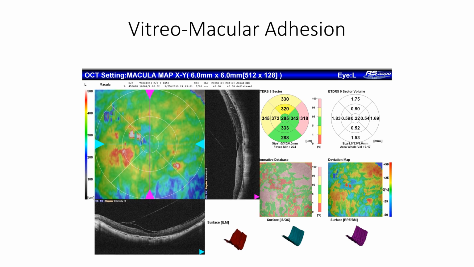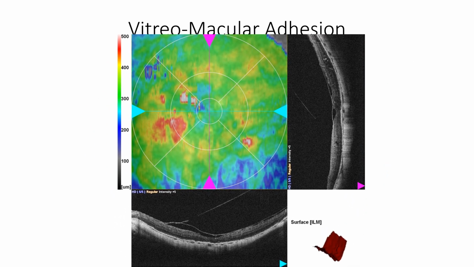Vitreomacular adhesions. Now, one thing which I want to point out first in this image is that this OCT appears so curved, and this is because this patient is highly myopic. So correspondingly, when you do an OCT in these patients, you will find that the OCT image will not appear flat, it will appear curved.